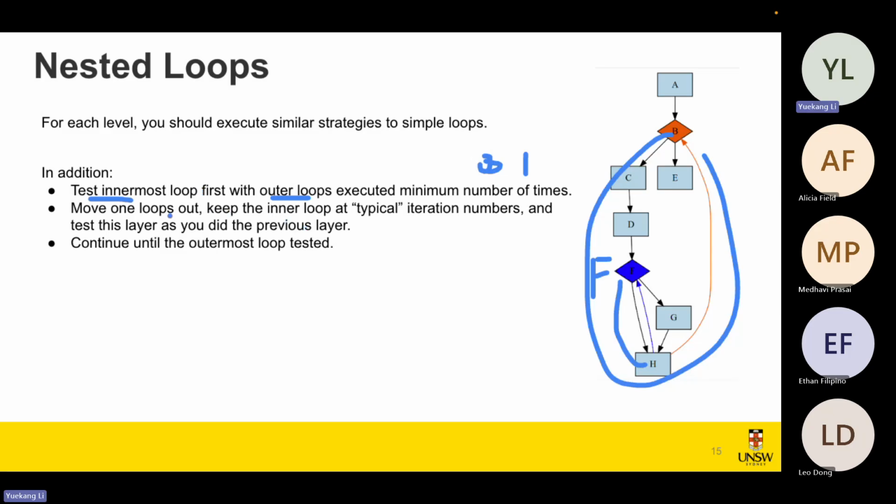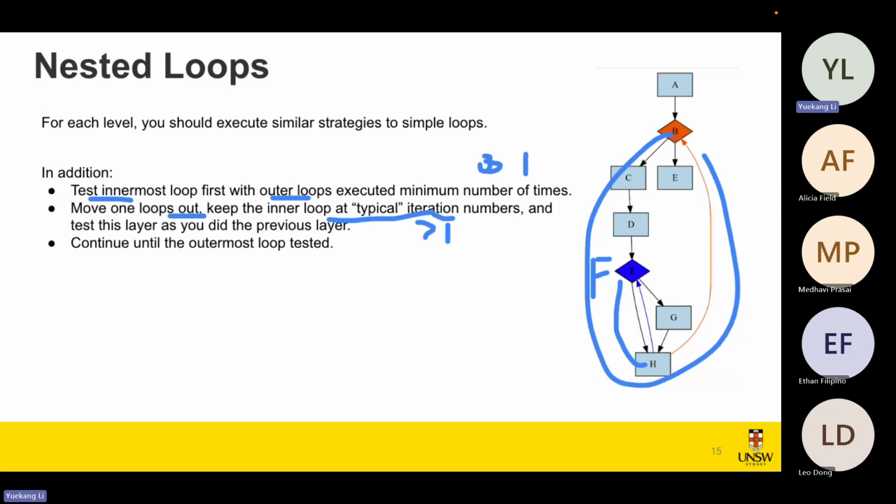And then we move one loop out, and we keep the inner loop at the typical iteration. Which means that we take the value of more than 1. We take the normal value for the innermost loop, and then we try out different special values for the outer loop. And then we continue this iteration until we test the outermost loop. So this is the basic idea here.